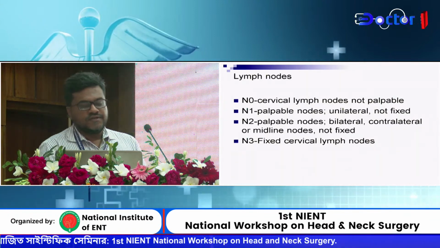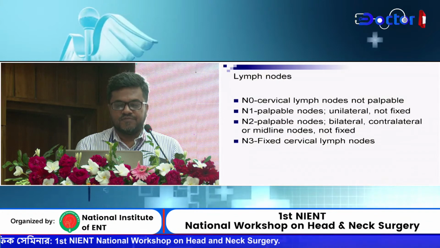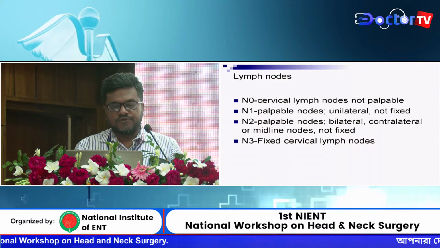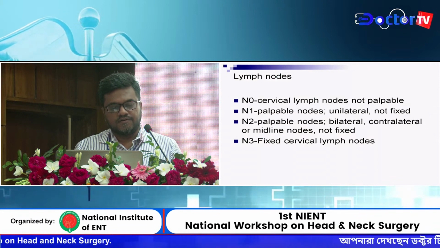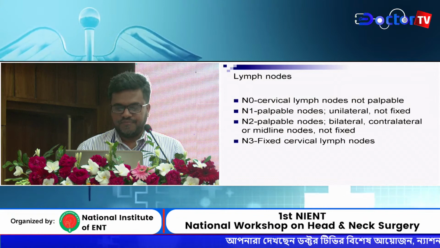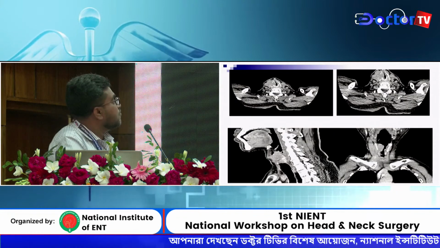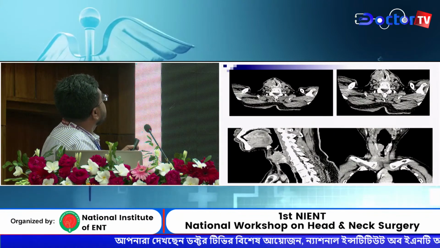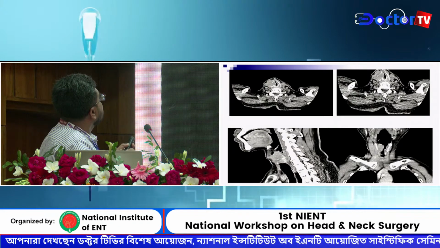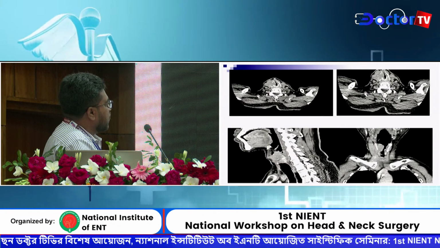Then lymph nodes. N0: cervical lymph nodes not palpable. N1: palpable nodes, unilateral, not fixed. N2: palpable nodes bilateral, contralateral or midline, not fixed. N3: fixed cervical lymph nodes. And first we see a supraglottic glottic tumor. There are unilateral lymph nodes, that is N1.